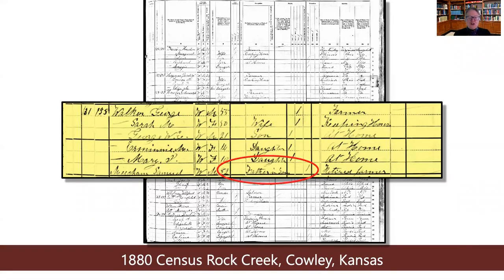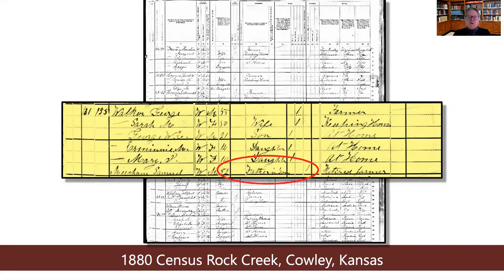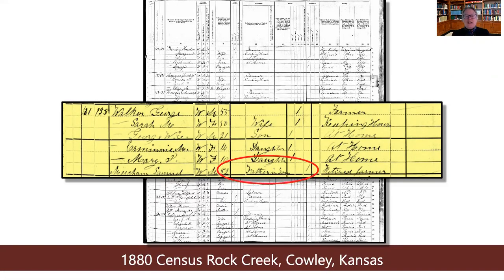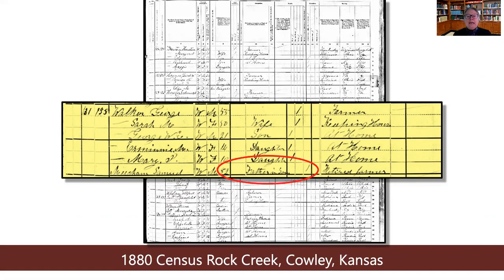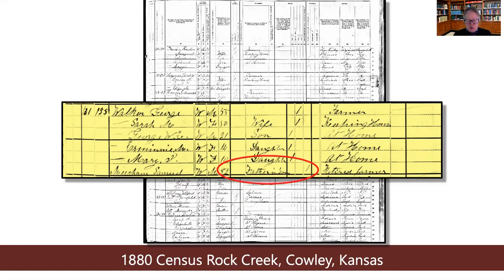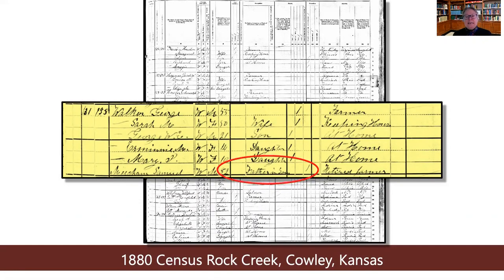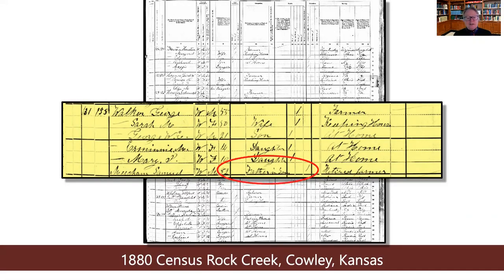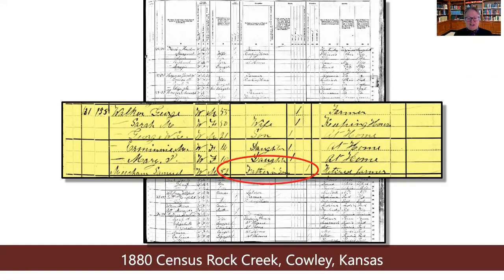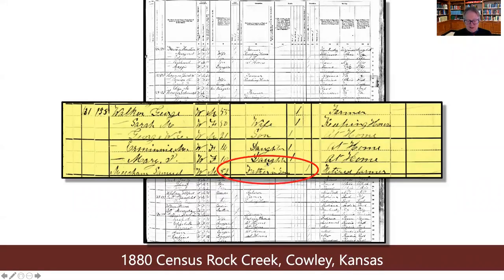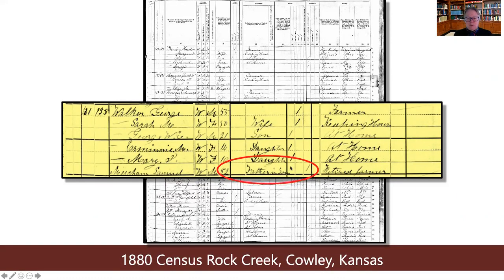1880 was the first year that the relationship of the head of the household to the other members of the household was captured in the U.S. federal census. Here we have the household of George Walker of Rock Creek in Cowley County, Kansas. It lists himself, his wife, son, two daughters, and Samuel Meacham. And we see in the red circle that Samuel Meacham was the father-in-law.